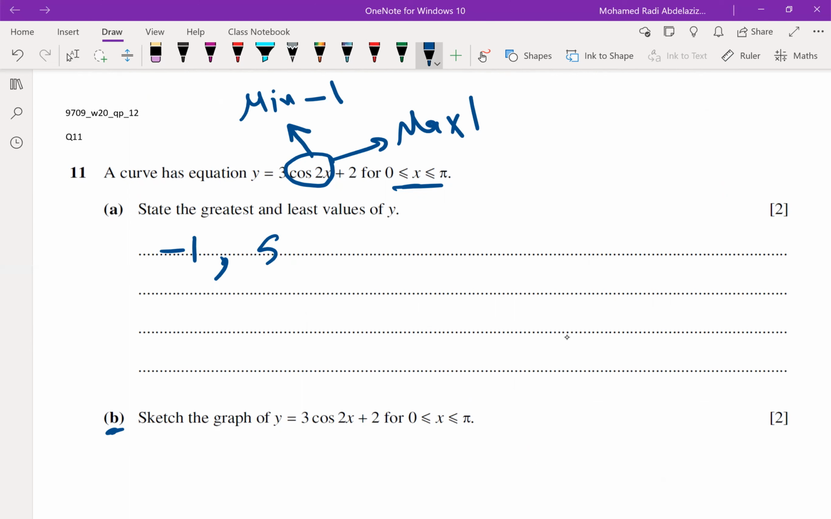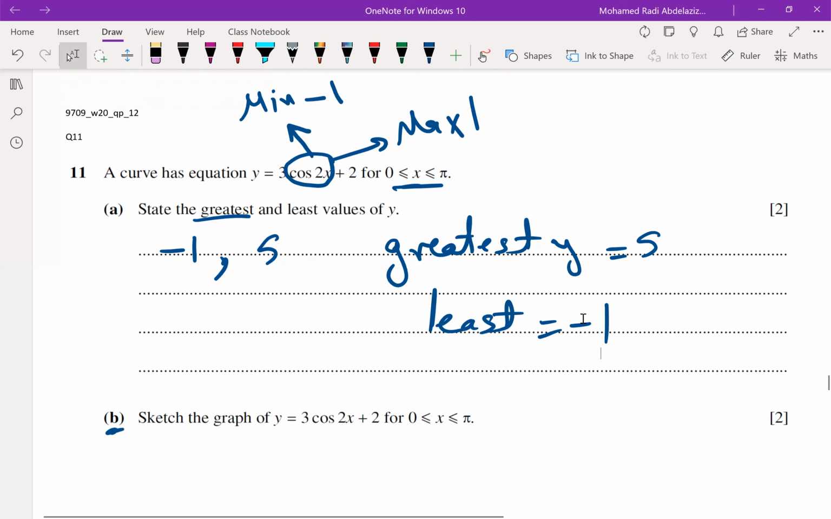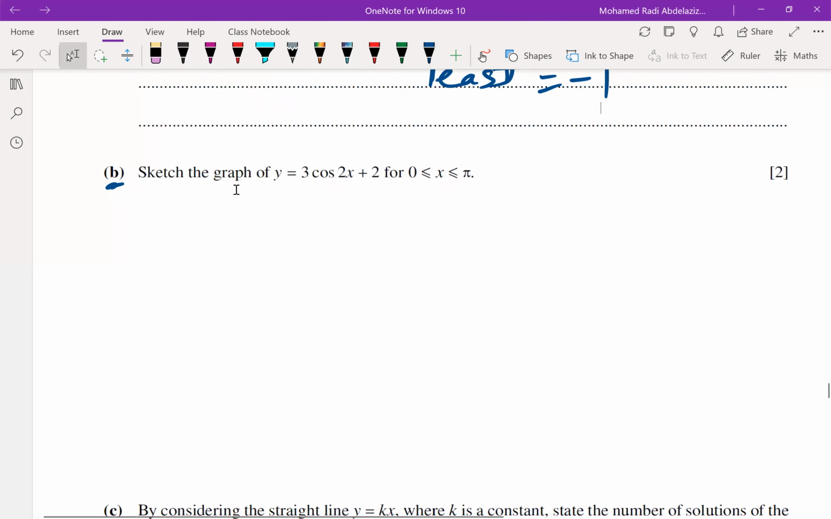So what is the minimum? What is the maximum? The greatest value of y is 5, and the least is -1. It's clear from the curve, or by substituting -1 and +1, or by starting algebraically as I explained: cosine x between -1 and 1, cosine 2x between -1 and 1, multiply by 3 to get from -3 to +3, and by adding 2 it will be -1 and 5. We also explained this part.